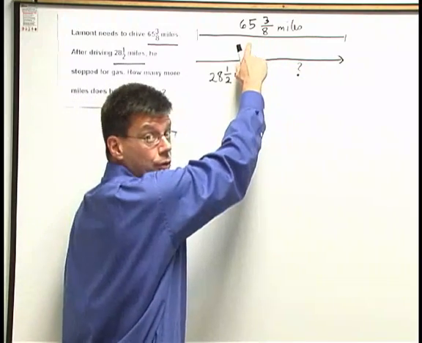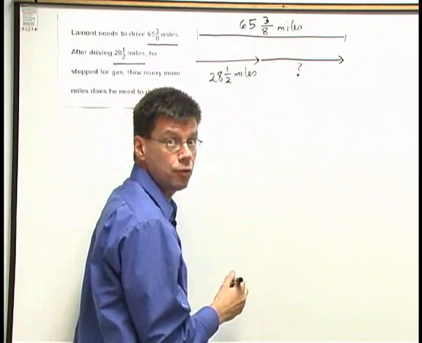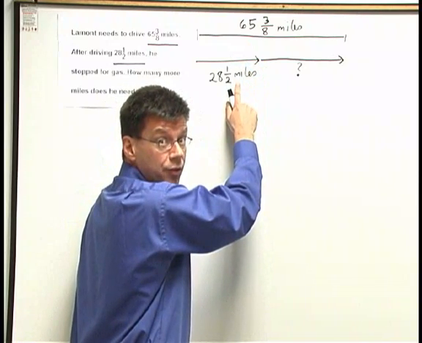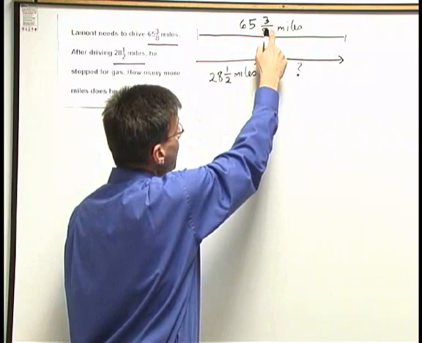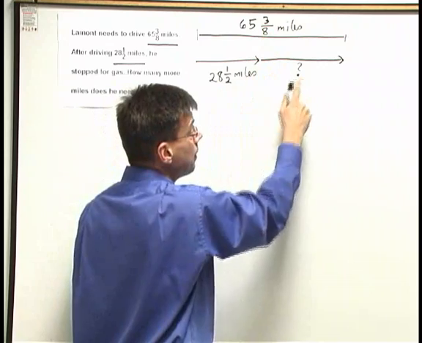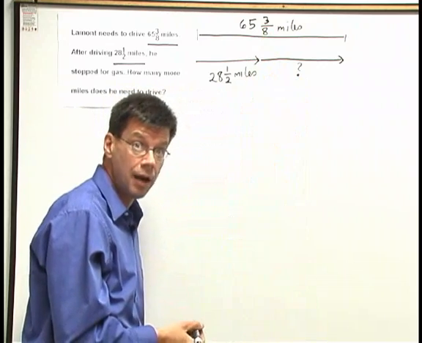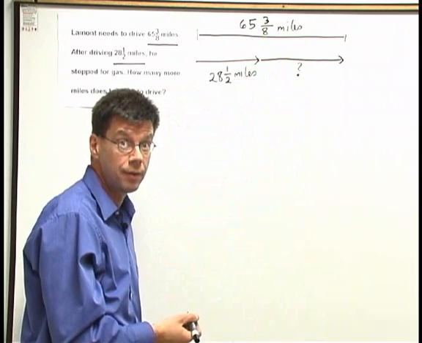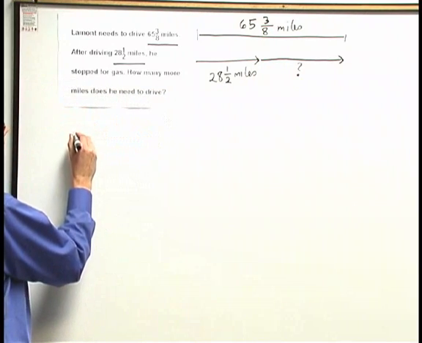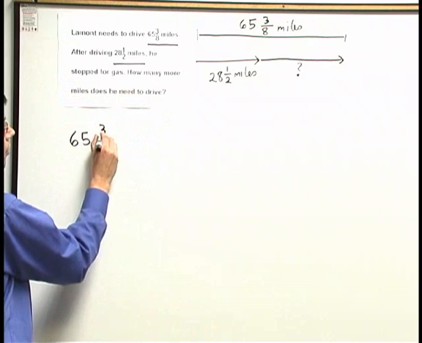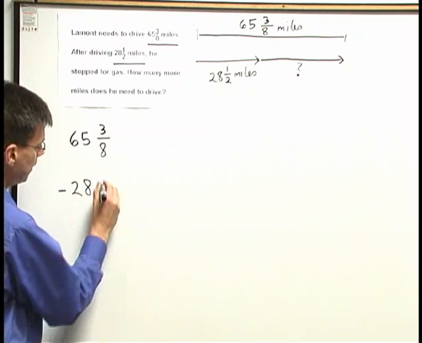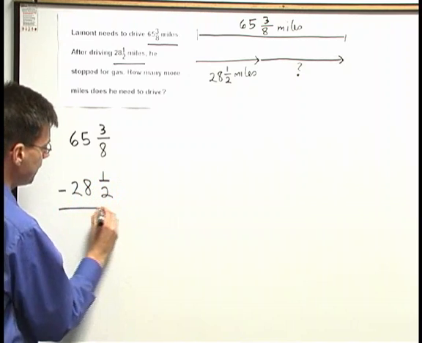Because we know the total distance that Lamont needs to drive, and we also know the part he drove before he stopped for gas, we're going to subtract the total minus the part we know to obtain the part that represents how far he still has to drive. So let's go ahead and do the subtraction. We'll take 65 3/8 minus 28 1/2 miles.